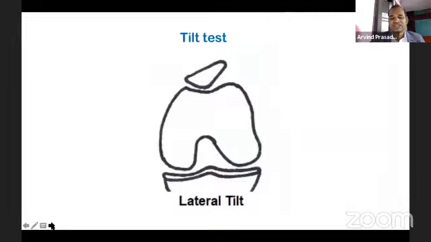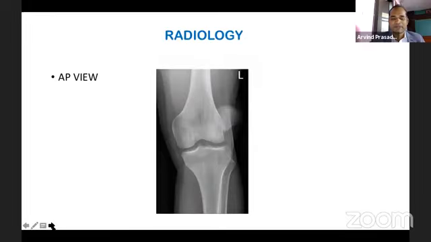Next is the tilt test. The lateral facet of the patella is tilted with the hand, and this becomes not possible when there is tightness of the lateral structures of the knee joint. And then after all these tests, the radiological examination should be done.